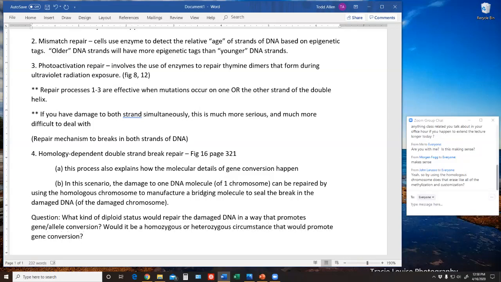Absolutely correct. Doesn't it make sense that if you're using a different version of the gene, a different allele, a capital D as opposed to a little d, that when you use the alternative allele to repair a defect in the first chromosome, you're going to convert that first chromosome to a copy of the template you're using? So that would happen if you're using a heterozygous locus. Heterozygous would promote gene conversion. Any questions, gang?